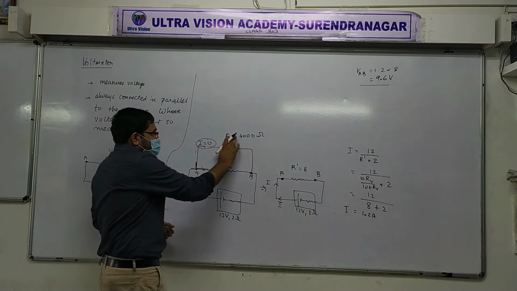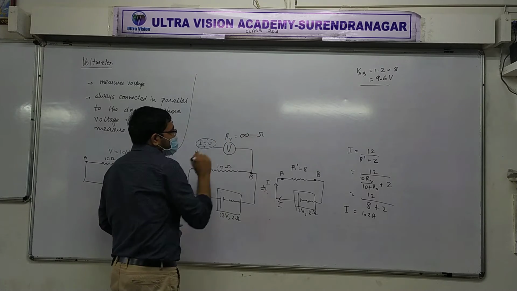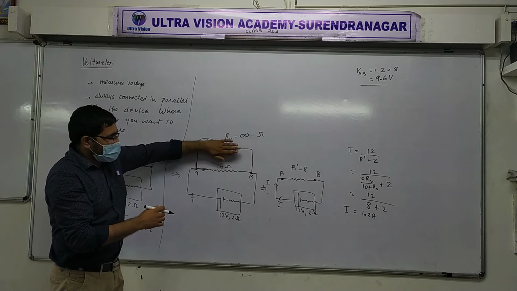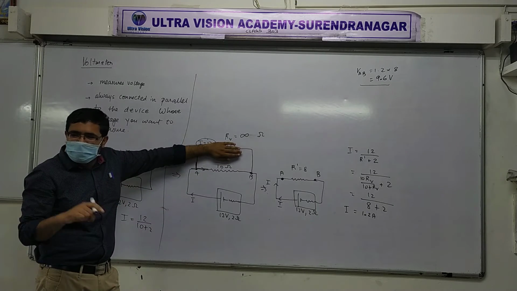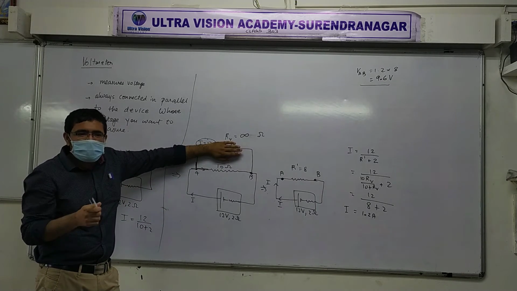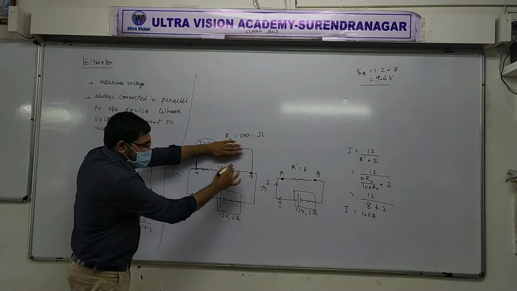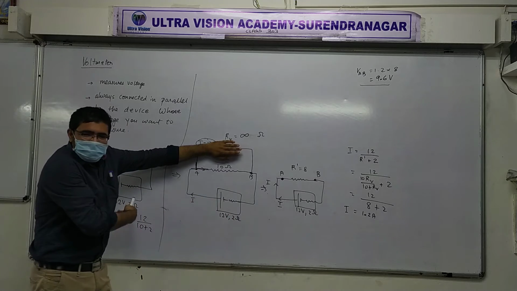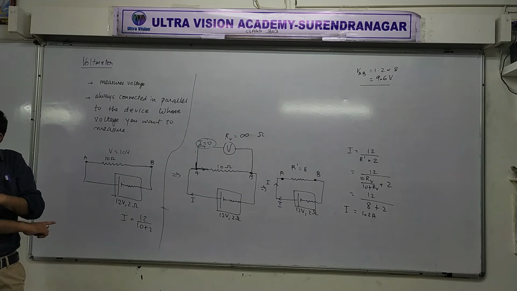Suppose it is infinite. Then it means current doesn't flow there. So whether this is there or not makes no difference. Yes or no? Yes. Absolutely sure. Yes. So how much will flow? So how much is the current? 10, 2. So what was here was 1 ampere. Clear or not clear? Yes.